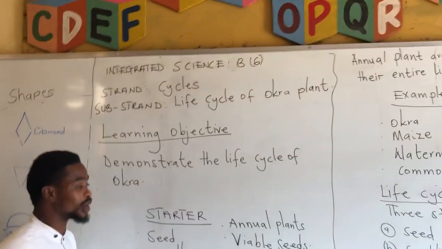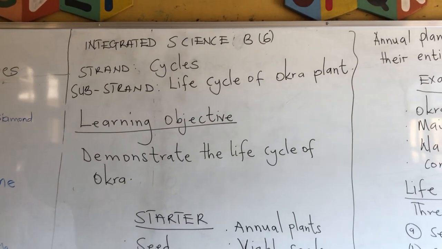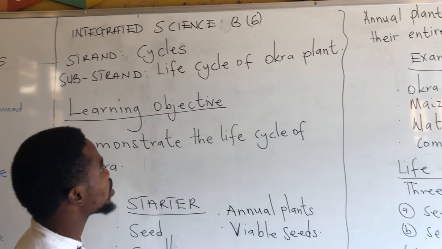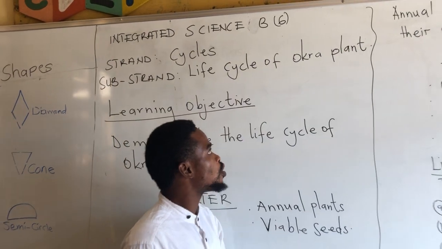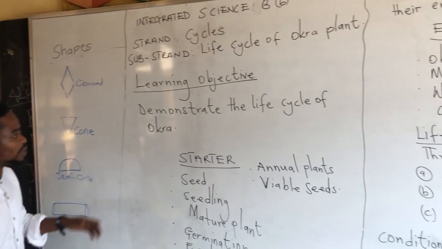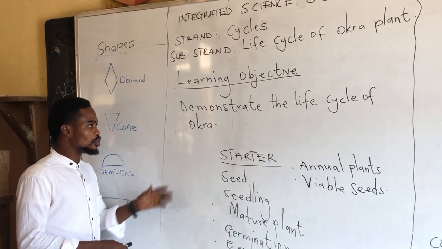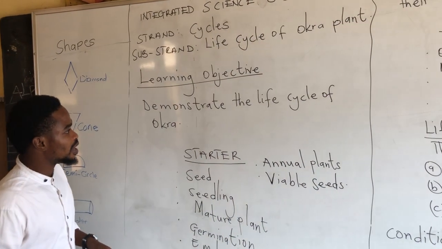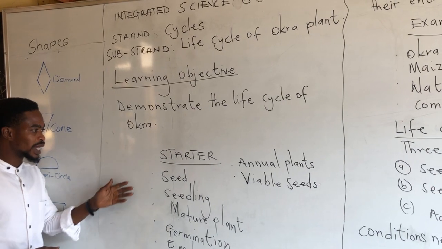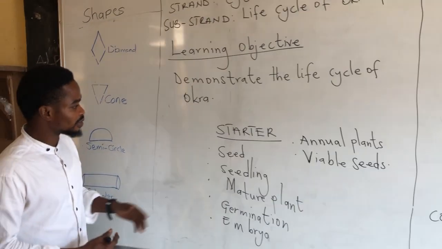Today we have integrated science for Basic 6, and our strand is cycles and our substrand is life cycle of okra plants. Now let us look at our learning objective for the day. By the end of the day we should be able to demonstrate the life cycle of okra. Now let us look at our starter for the day.